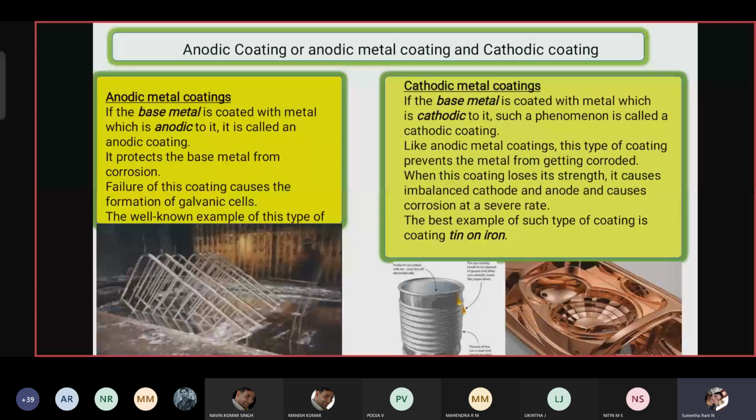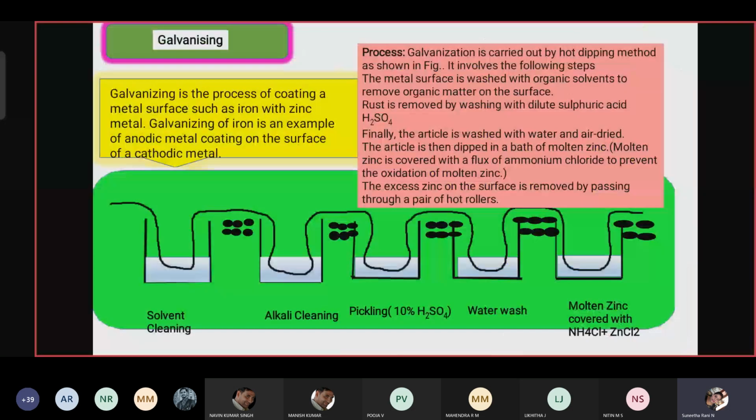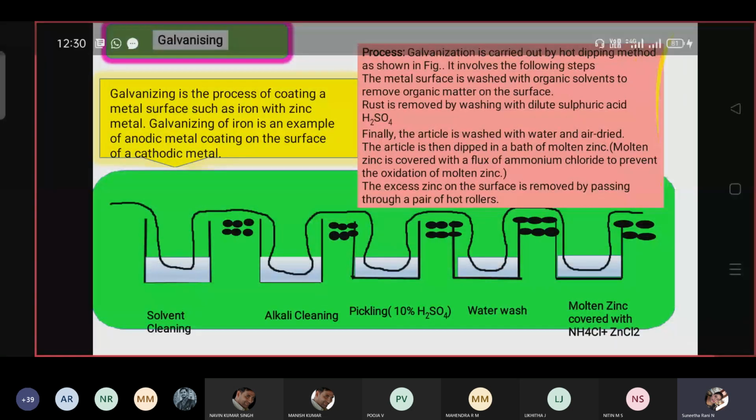Another example what we have is galvanizing. Galvanizing is a process where we have to immerse in different solutions to coat zinc on the surface of a base metal, which is iron. This galvanizing process we'll see in the next class.